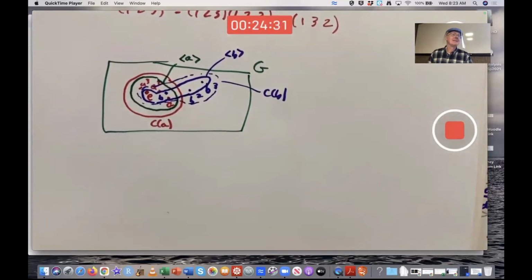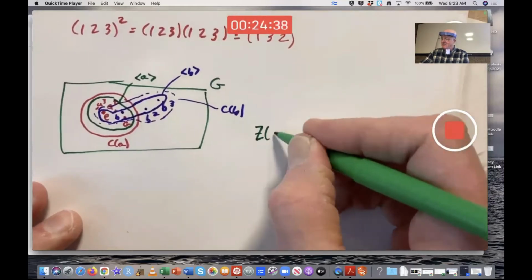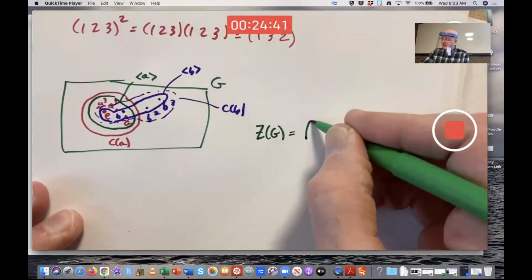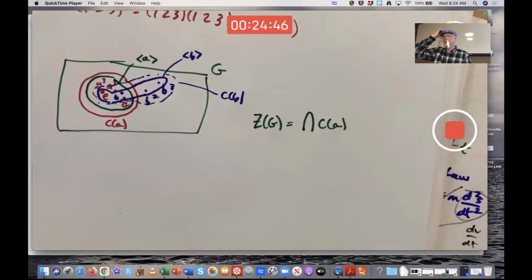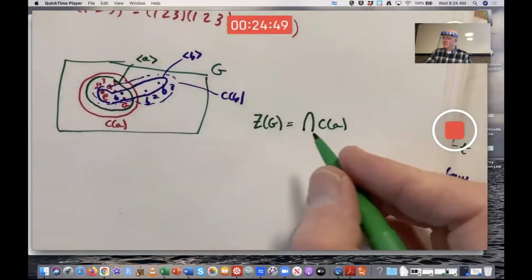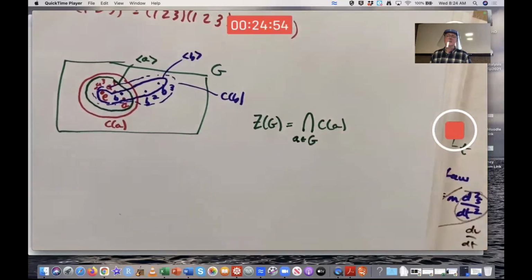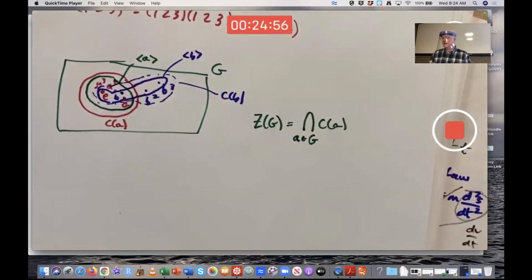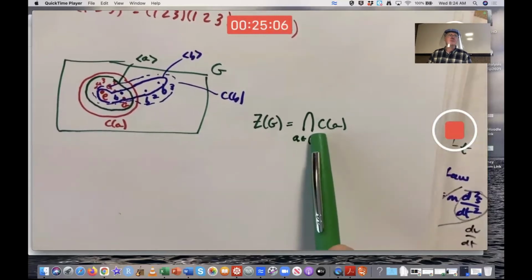The center is the intersection of all the centralizers. You can say Z of G is the intersection of all the centralizers. And since you don't know whether there are finitely many elements or not, you have to use a more general kind of intersection notation, like that. This means intersect every centralizer with every other centralizer. In other words, the elements of Z of G are in every centralizer, is a way to think of that.